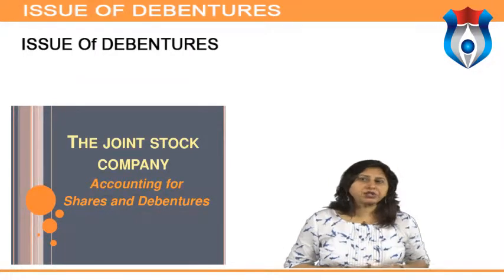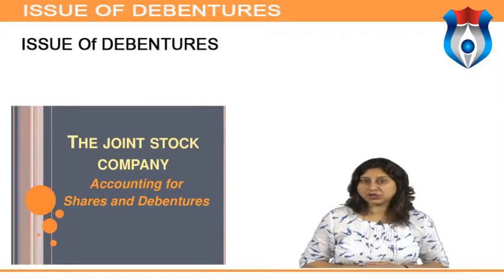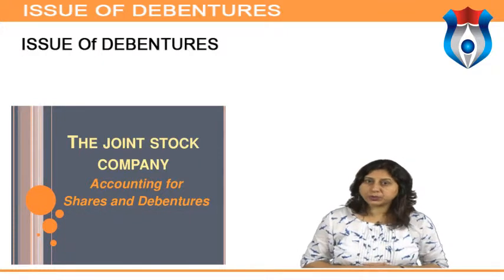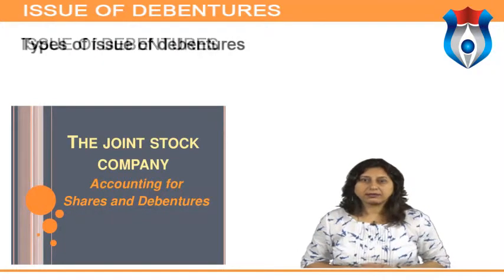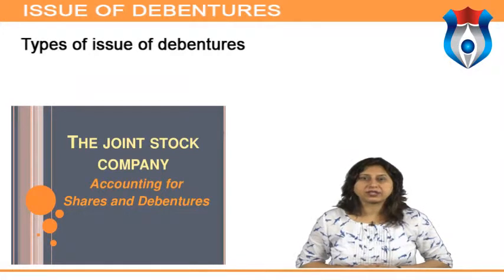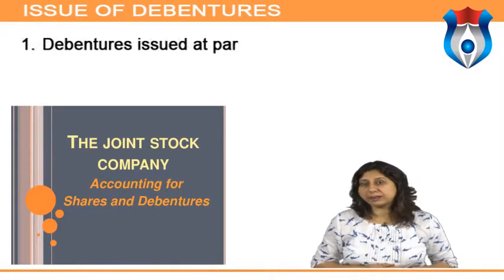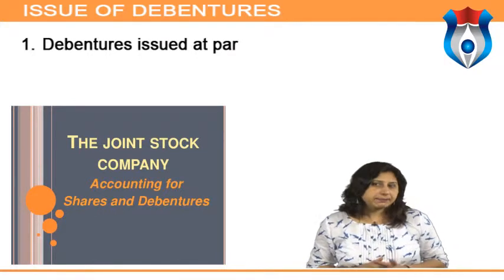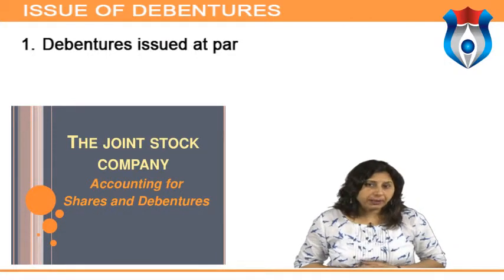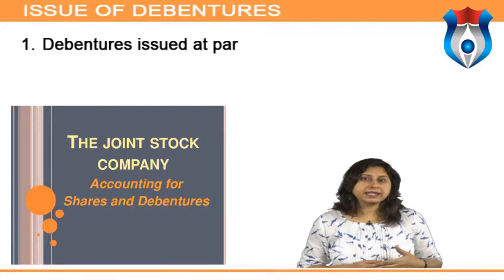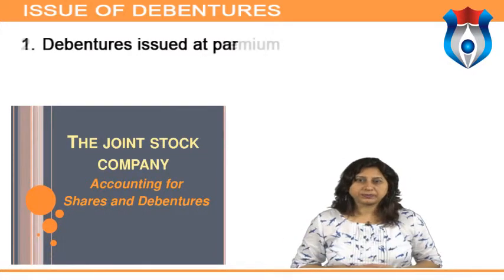In case of partial allotment, excess application money may be adjusted towards subsequent calls. There are several types of issue of debentures. The first type we are going to study is issue of debentures at par. Debentures are said to be issued at par when their issue price is equal to the face value.